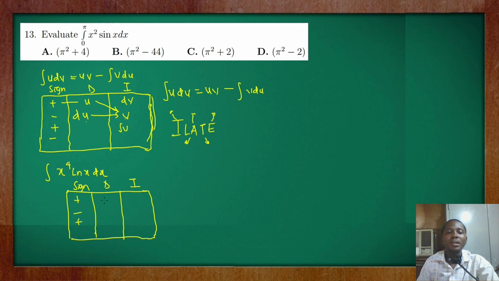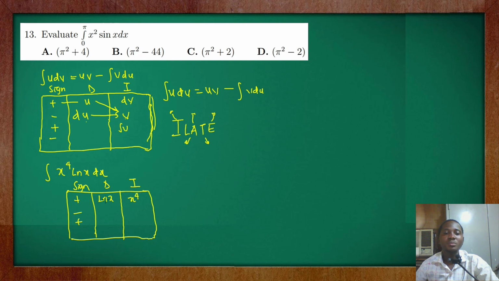All right, so that means our d would be what? In this case, our d would be ln x, since we know that ln comes before algebraic. So what will be our I? Our I is going to be x raised to power 4 dx. So let's just put x raised to power 4.